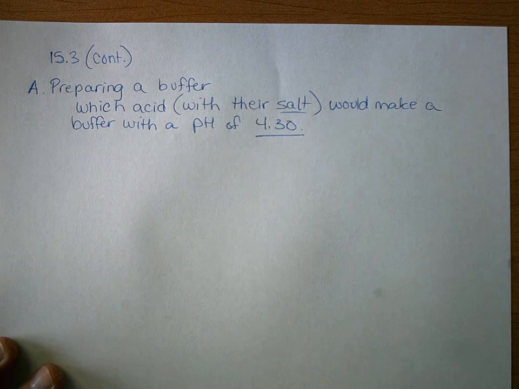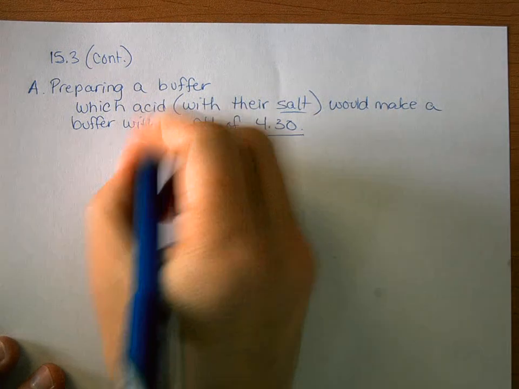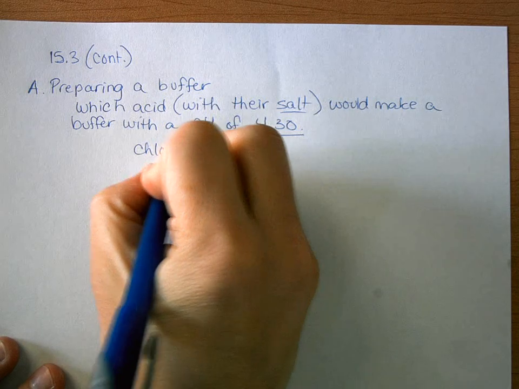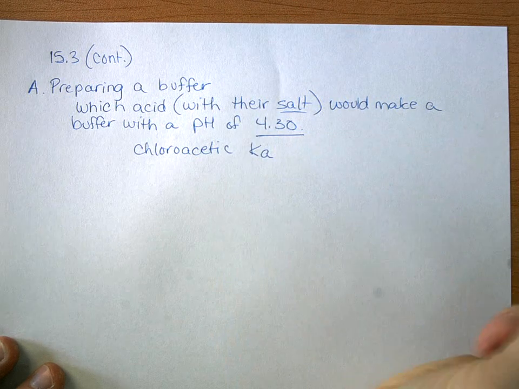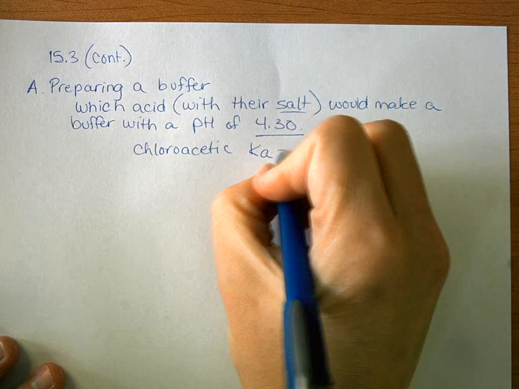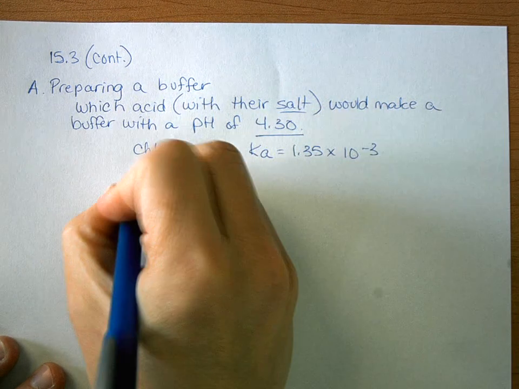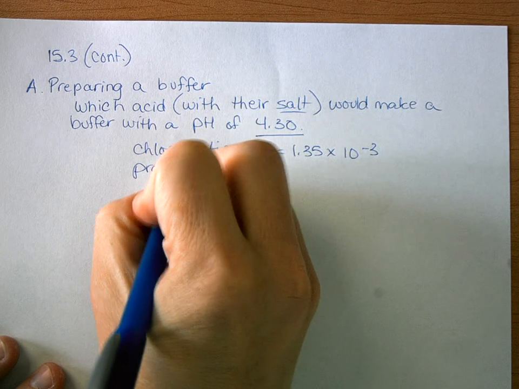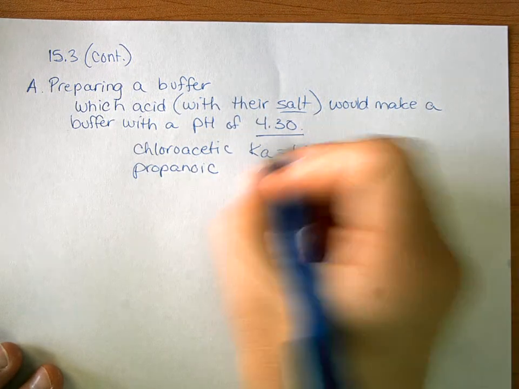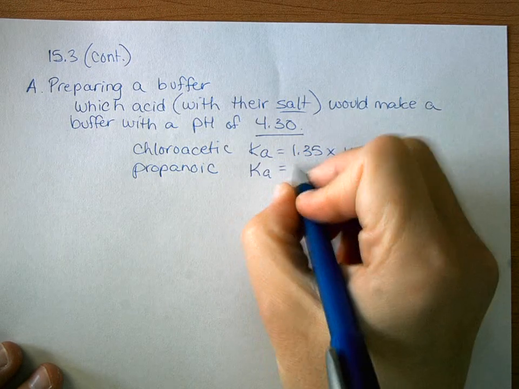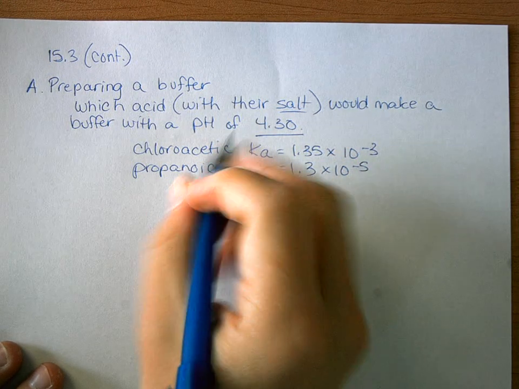Okay, so I'm given the pH value, and then you'd be given a list of a bunch of different acids. So maybe chloroacetic, and then their Ka values. So Ka would be equal to 1.35 times 10 to the negative third. Propanoic, and you don't need to necessarily write all of these down, but the process afterwards will be important. 1.3 times 10 to the negative 5.